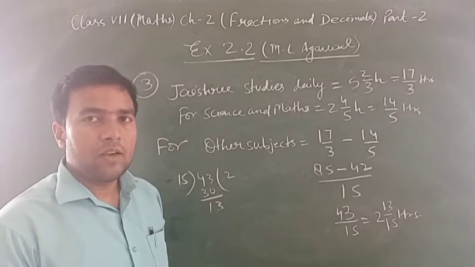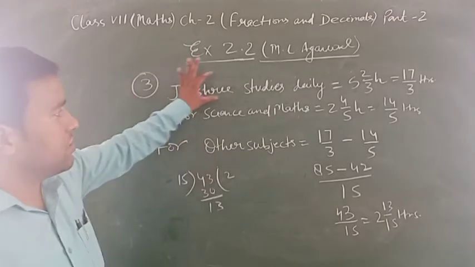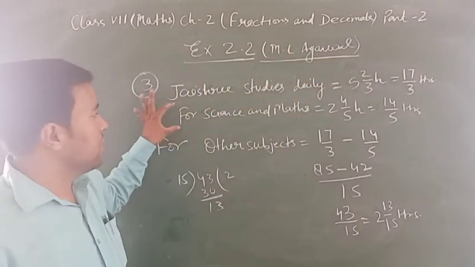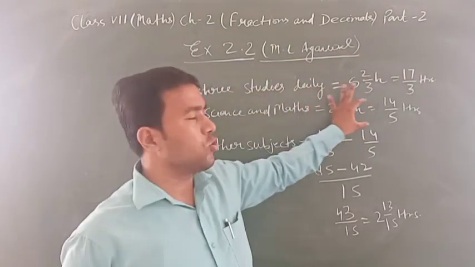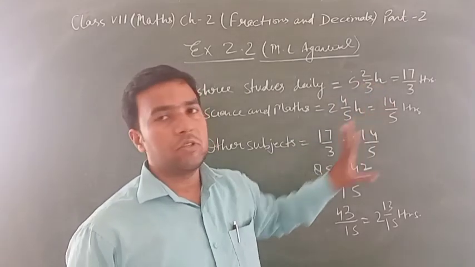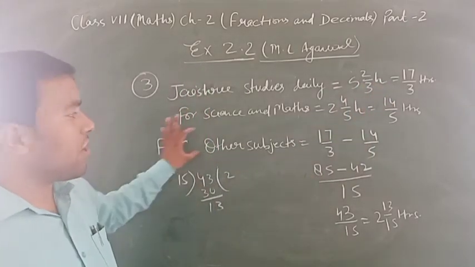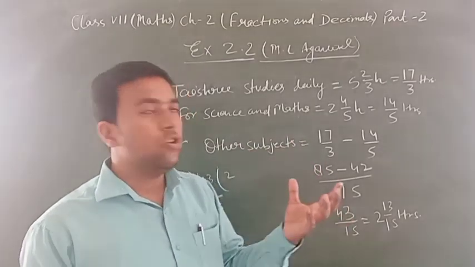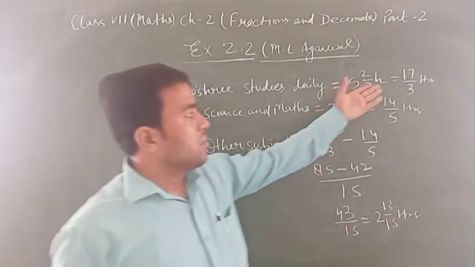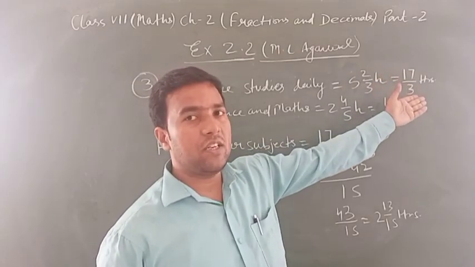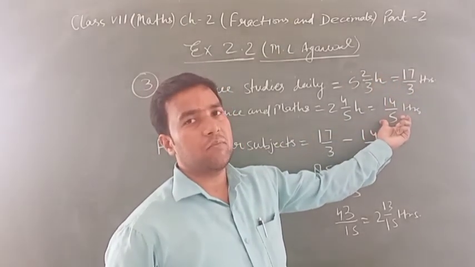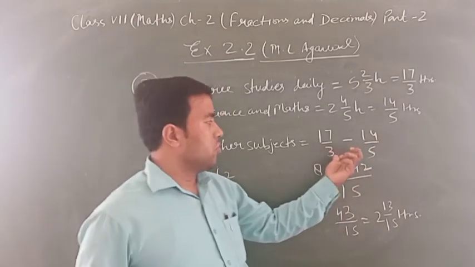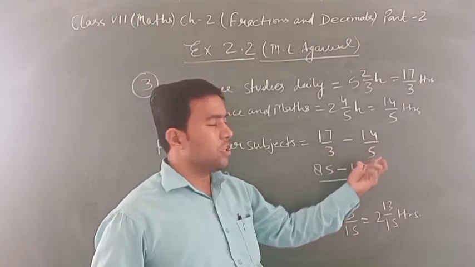Clear to you? Again I am telling you, Jayashree studied daily 5 whole 2 by 3 hours, means 17 by 3. For science and maths she is giving 2 whole 4 by 5 hours, means 14 by 5 hours. So it is asking how much time she is giving for other subjects. You will do minus: 17 by 3, total study time, minus the time for science and maths. So evaluate this 17 by 3 minus 14 by 5.